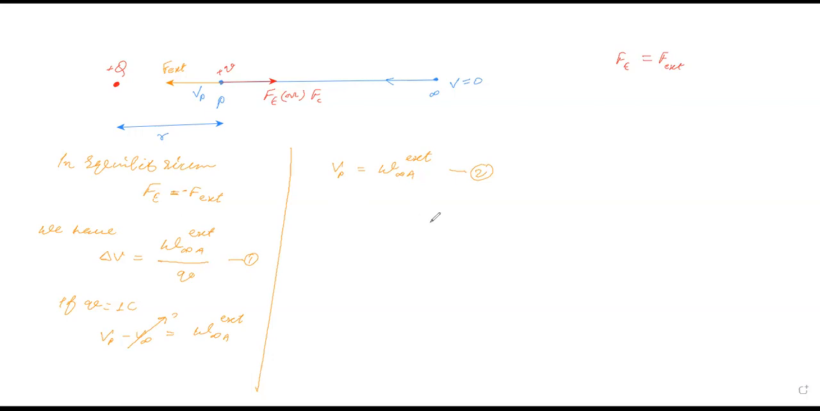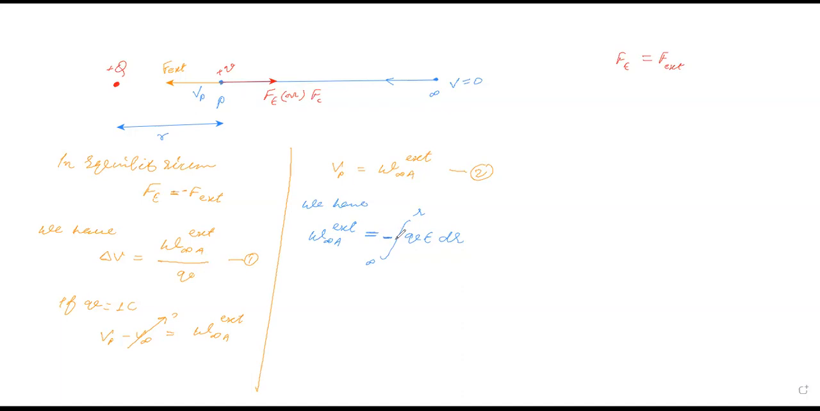Now, what is the value of W external? Can you tell me? W from infinity to A externally can be written as the integration from infinity to R of minus Q into E dot dr. Are you clear or not? Now in this equation, Harsh, I want to ask you, what does this negative sign represent here?